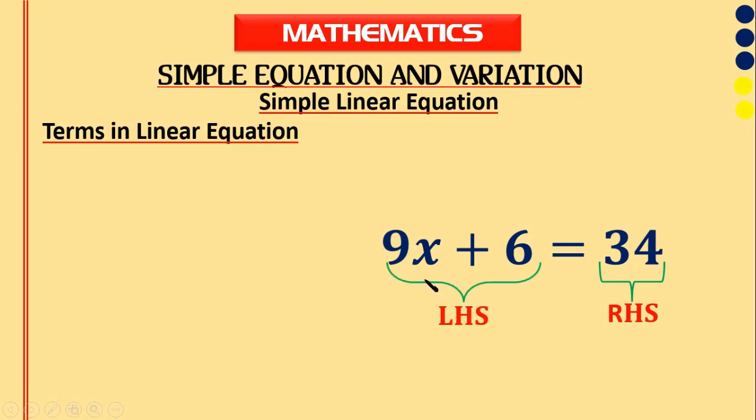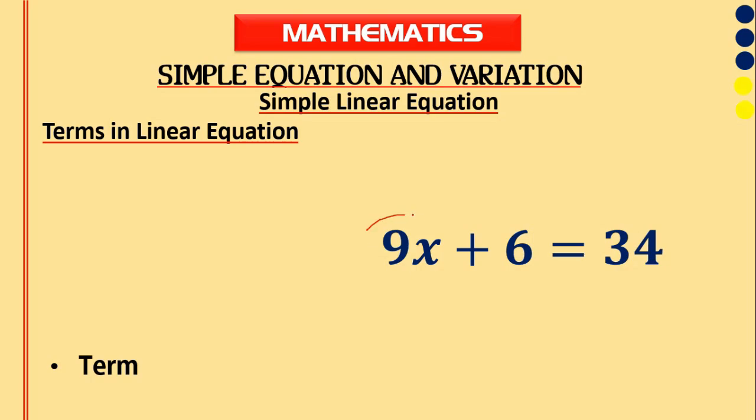Right? So now, when you have it towards the left, we call it the left hand side of the equation, LHS. Okay? Alright, that being said, other things we need to take note of is the fact that in an equation, there's something we refer to as term. Yeah, term. Now, term refers to each of the items in a particular equation. For instance, 9x here is a term in this equation, plus 6 is a term in this equation, 34 is a term in this equation. Okay, 9x, 6, 34, they are terms in the equation.